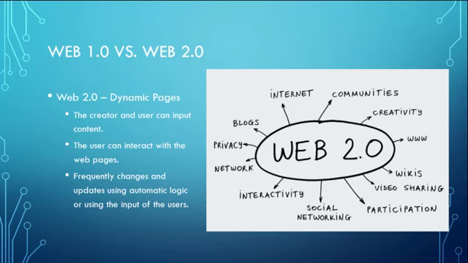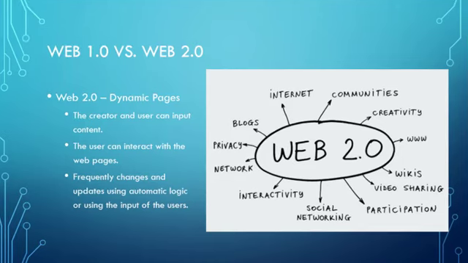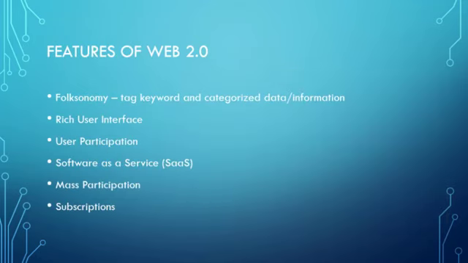Dati guys, sa Friendster, yun ang ano, in contrast, when we experienced Facebook, in contrast with how we experienced Friendster, it was so different. And that is Web 2.0. And let's talk about some features of Web 2.0, although the picture itself depicts the features already, like communities, creativity, wikis, video sharing, participation, social networking, interactivity, network, blogs, and a whole lot of things. Let's discuss some of the features of Web 2.0.